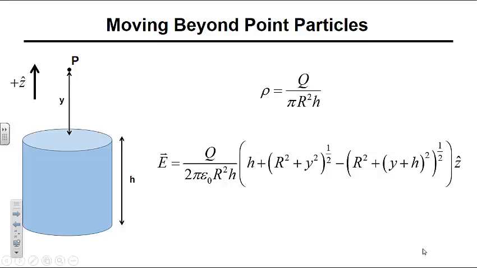As expected, if the electric charge of the cylinder is positive, the electric field of the cylinder points away from the cylinder. And if the electric charge of the cylinder is negative, the electric field of the cylinder points towards the cylinder.